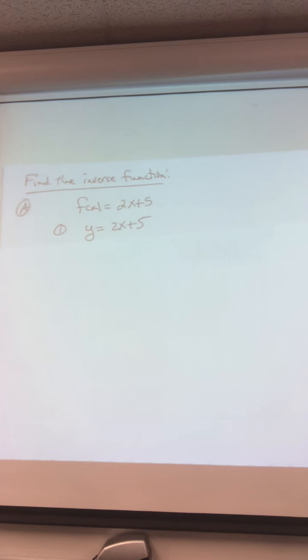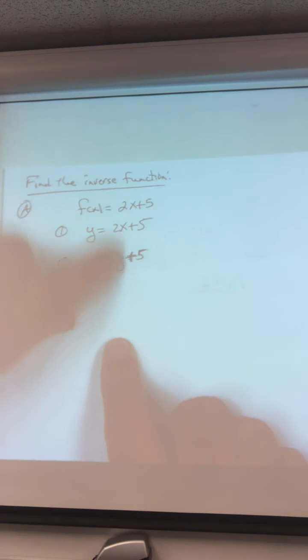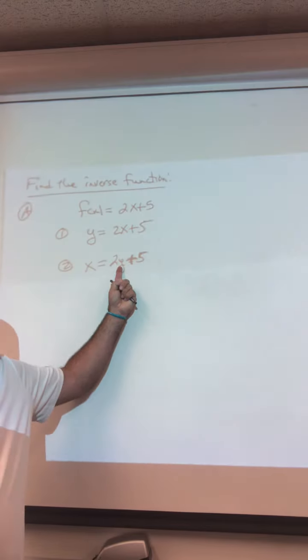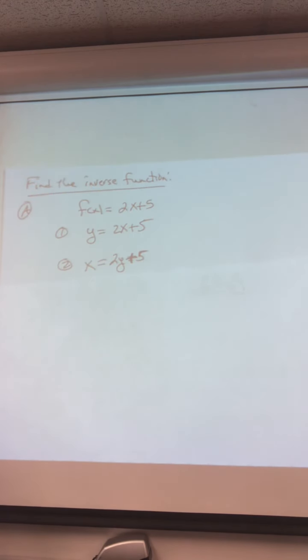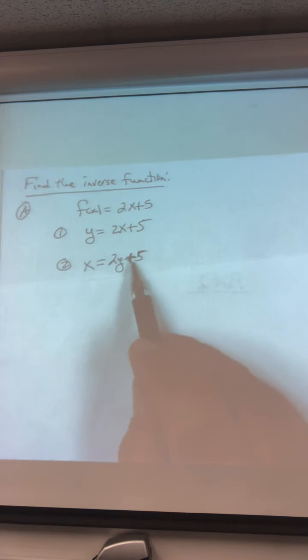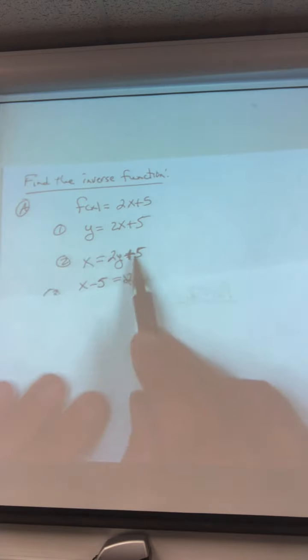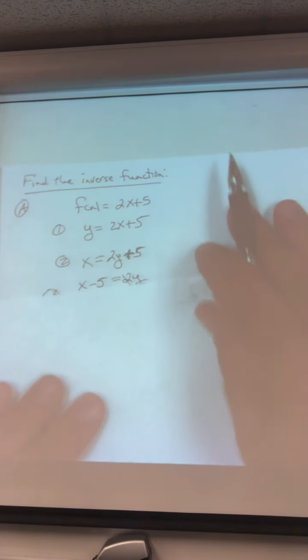Step 2, interchange your x's and y's. So wherever you have a y, put an x. Wherever you have an x, put a y. So replace that with x, replace that with y. Turn that into a y. Step 3, solve the new equation back for y. So get the y by itself. All right, how do I get the y by itself? Well, first subtract 5 from both sides. So I have x minus 5 equal 2y.